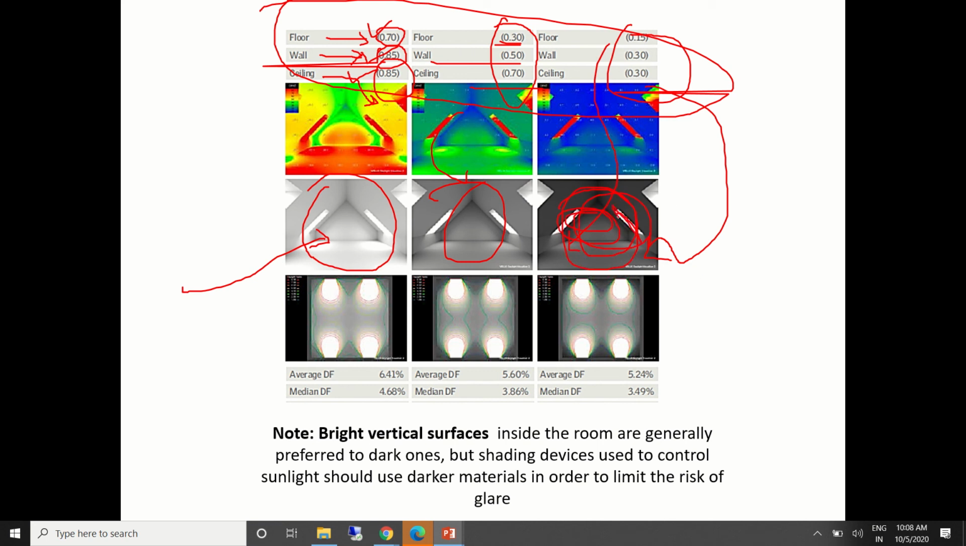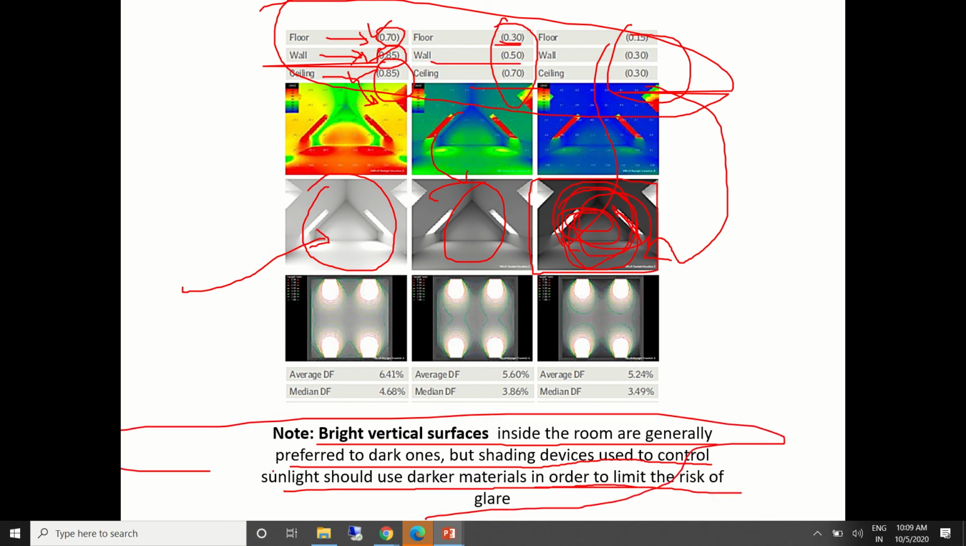Even though you get light, it is not reflected back to the entire context for which the daylight is desired. So that's one thing. I have written something here: bright vertical surfaces inside the room are generally preferred to dark ones, but shading devices used to control sunlight should use darker material in order to limit the risk of glare.